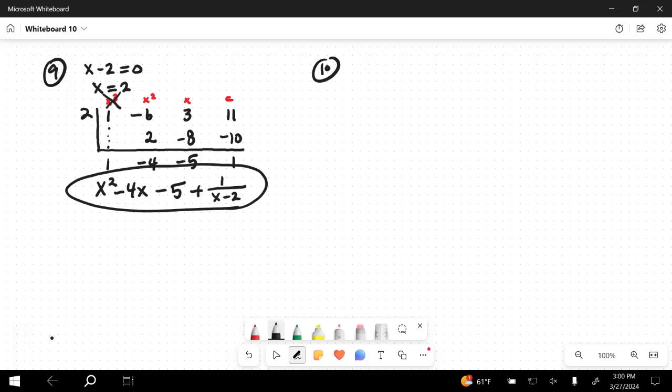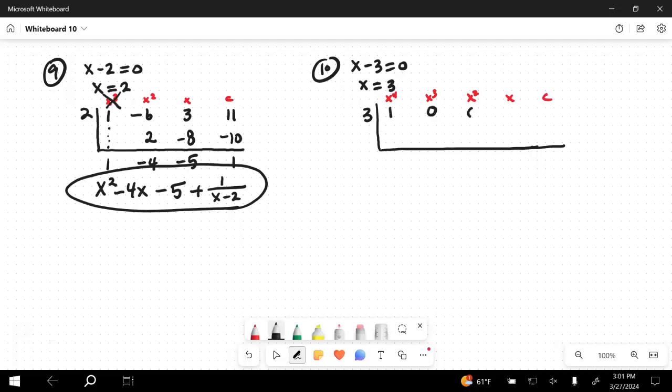Number 10. Start with the divisor, setting it equal to 0 and solving. This time we're going to divide by 3. This is a fourth degree polynomial that we're dividing into, so I'm going to need a fourth degree position, a third degree position, a squared term, a plain x down to the constant. If anything is missing, we use placeholders of 0. Fourth degree term is 1. Third degree term 0. Second degree term 0. Plain x 0, down to negative 81 as our constant.